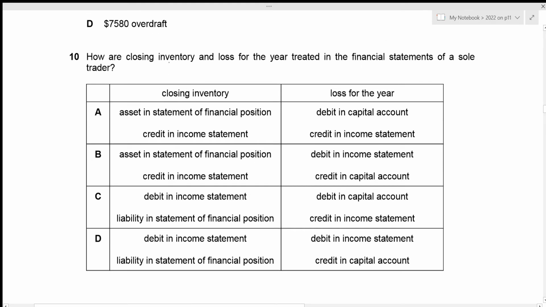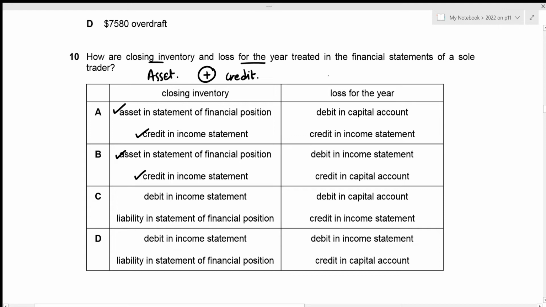We need to figure out how our closing inventory and the loss for the year is treated in the financial statements of a sole trader. So if we're talking about closing inventory, in our statement of financial position, it is treated as an asset, right? And we have the income statement. And in the income statement, we add our closing inventory. And all of our added items will be on the credit side in case of the income statement, which means that we're looking for asset in statement of financial position, which is given here and here. And we're looking for credit in income statement, which is given here. So option A is correct and B is correct as well, if we're looking for closing inventory.